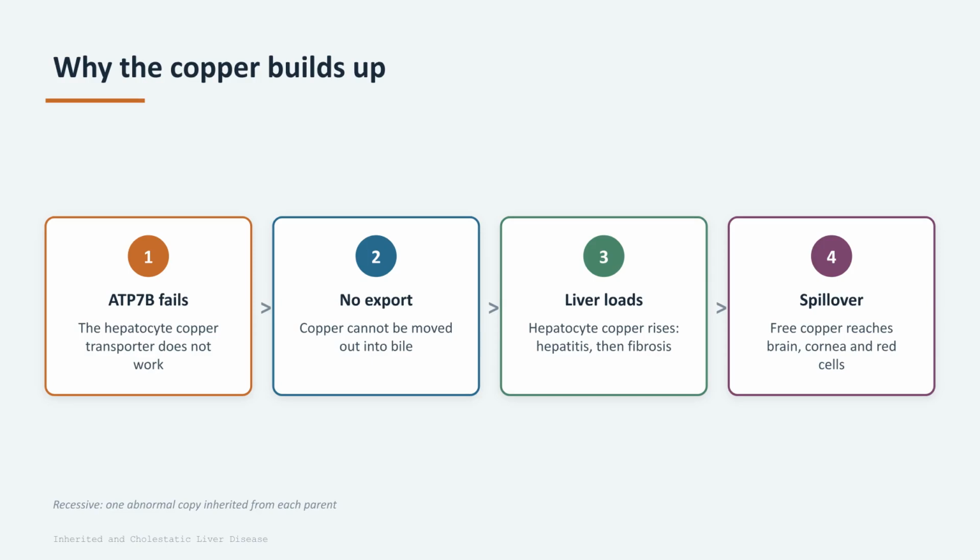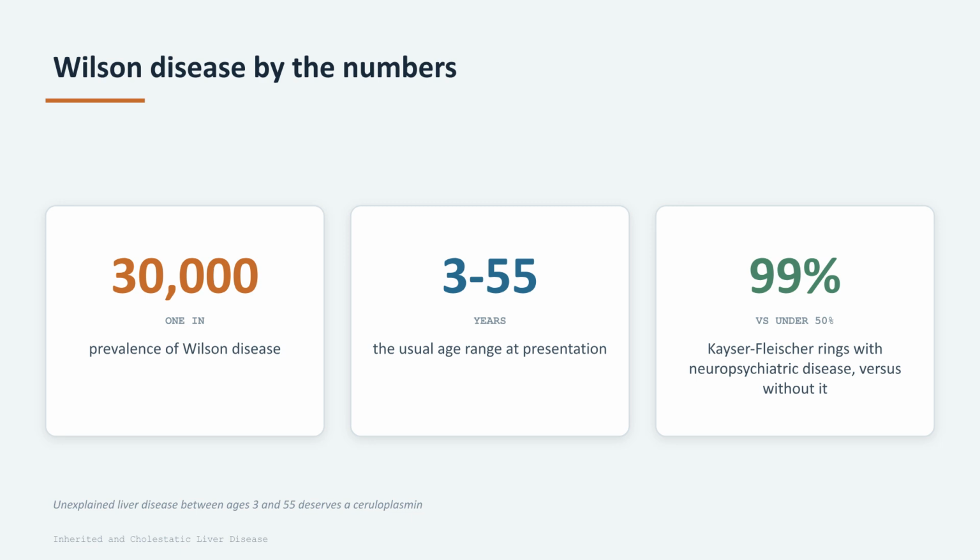Let us walk through why the copper builds up. Step 1. The ATP7B transporter inside the hepatocyte fails. Step 2. Copper can no longer be moved into bile, and bile is the only meaningful route the body has for getting rid of it. Step 3. Copper accumulates inside liver cells, producing hepatitis, then fibrosis, then cirrhosis. Step 4. When the hepatocyte is overwhelmed, free copper spills into the blood and lands in the brain, the cornea, and the red cells. That spillover is why one disease produces a movement disorder, a corneal ring, and a hemolytic anemia all at once.